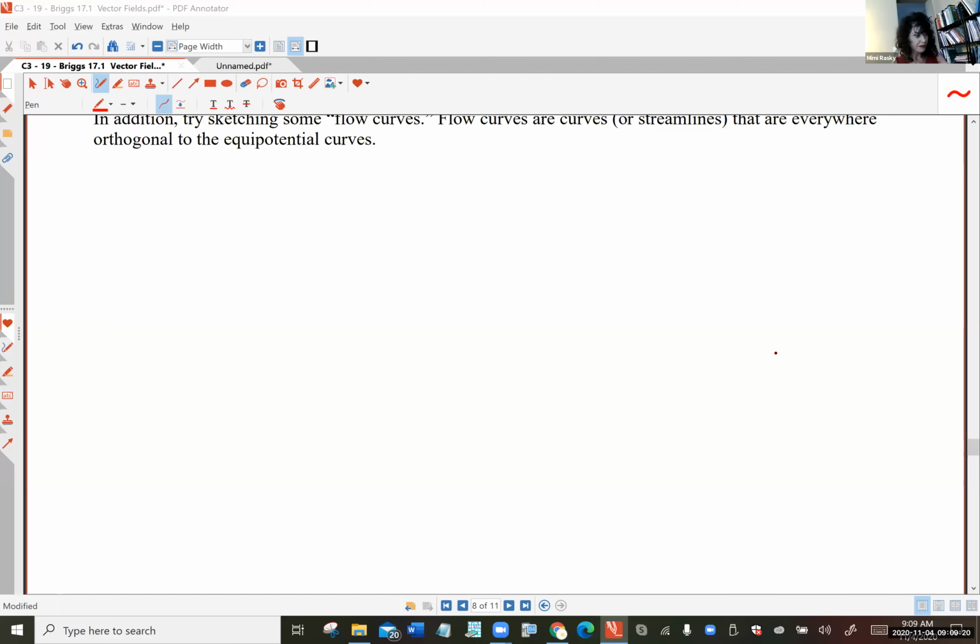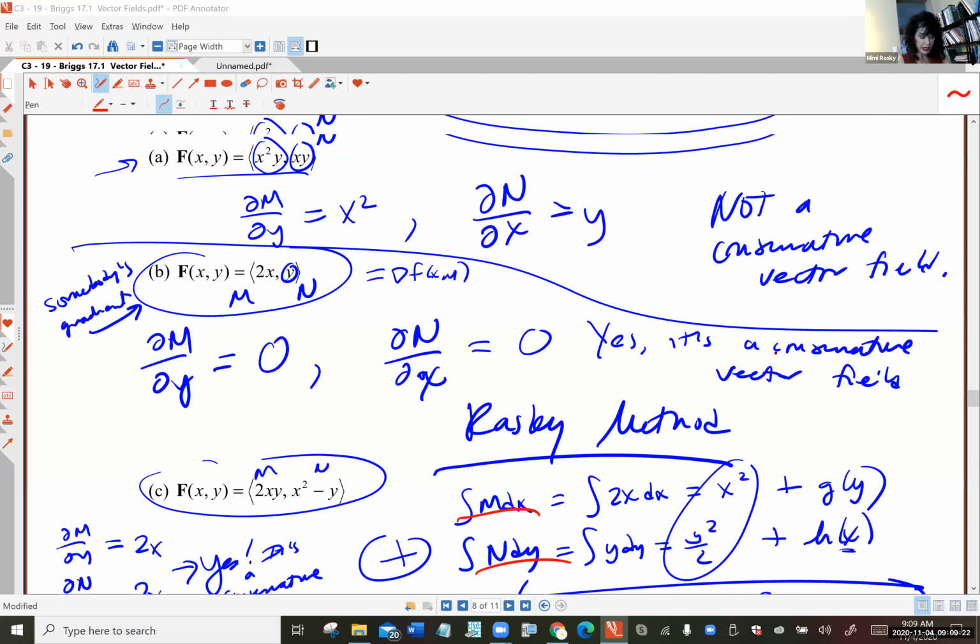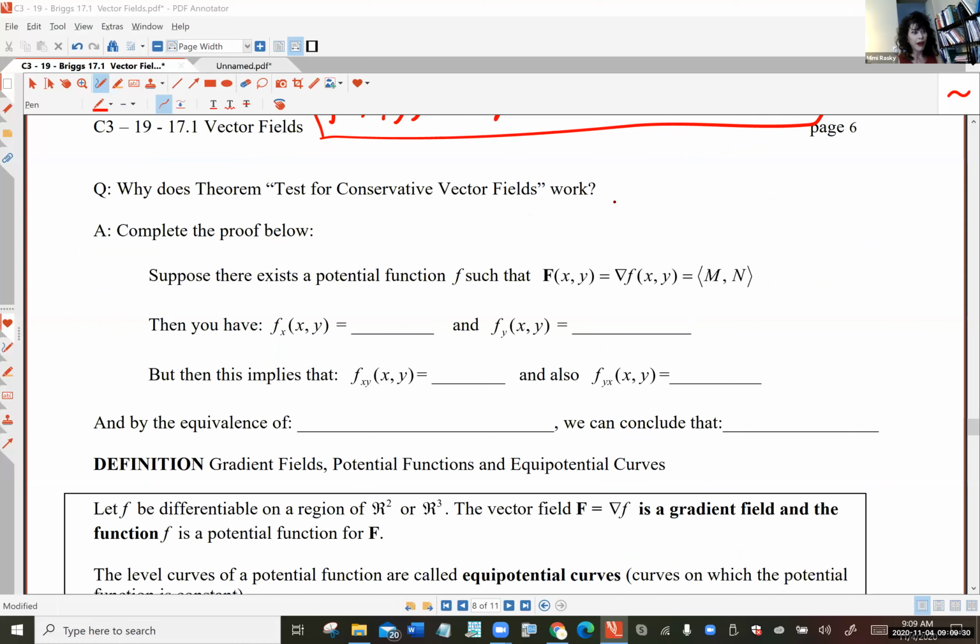Okay, sorry. Why does the theorem test for conservative vector fields even work? Like, you know that M_y equals N_x? How come that works? Well, you know why. If I made you think about it, you could probably come up with this little mini proof on your own. But here's a little mini proof.